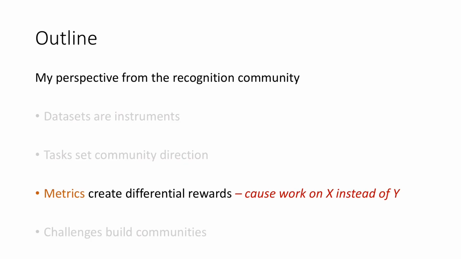So in summary, the choice of metrics can have a large impact on what people focus on within a given task. Selecting a metric usually has some kind of trade-off that will encourage work on one thing while possibly also discouraging work on something else.